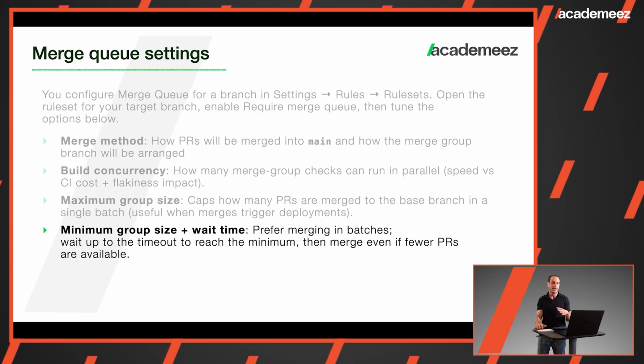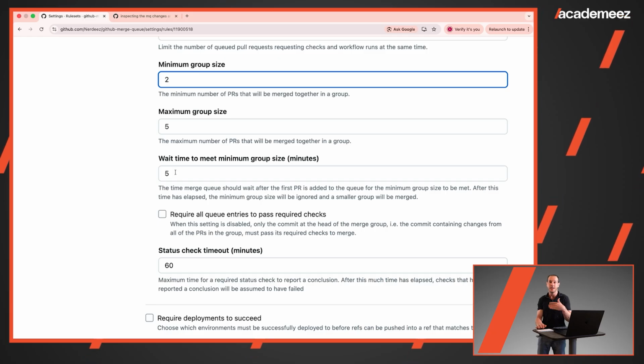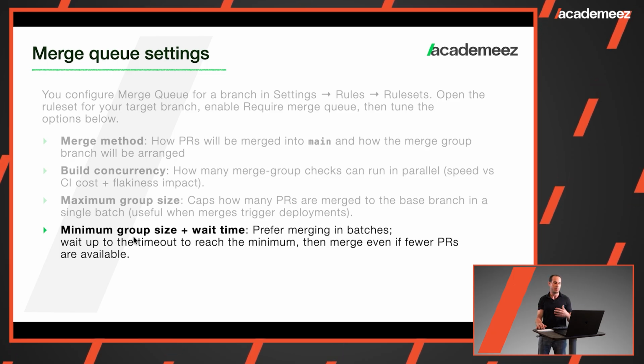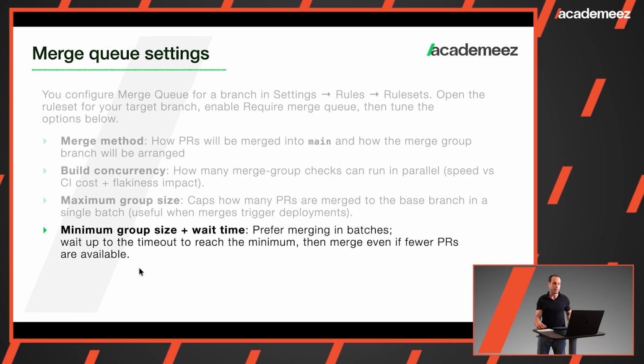So it doesn't mean that it will always merge 2 PRs together, because if the wait time has passed and there is only 1 PR, it's still going to merge that PR. Okay, so the wait time is just: I'm going to wait for either the minimum or the maximum to be reached, to create a more robust merge of multiple PRs to ease up deployments.